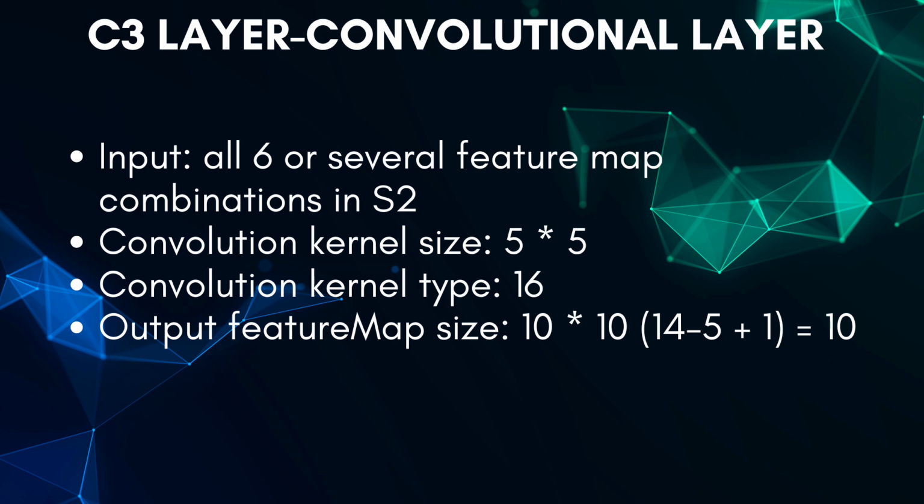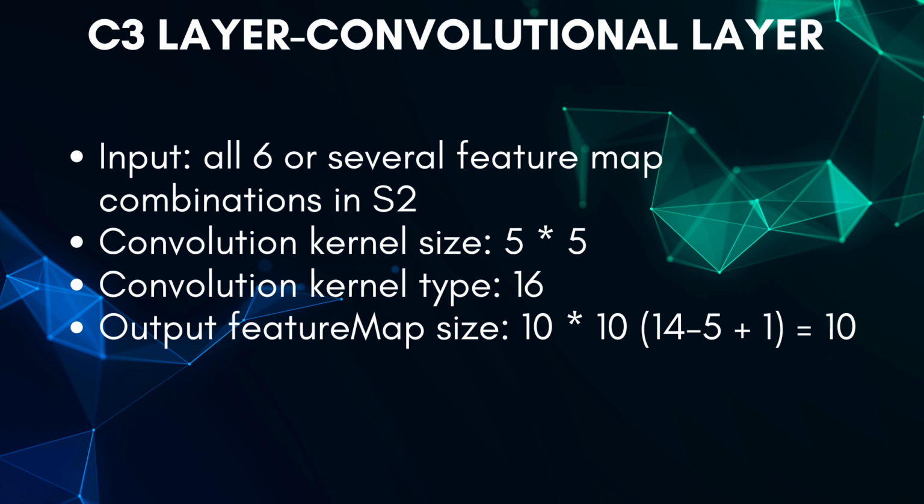The total number of parameters in the C3 layer can be calculated like this. For the first 6 feature maps, 6 * (3 * 5 * 5 + 1). For the next 6 feature maps, 6 * (4 * 5 * 5 + 1). For the following three feature maps, 3 * (4 * 5 * 5 + 1). And for the last feature map, 1 * (6 * 5 * 5 + 1).